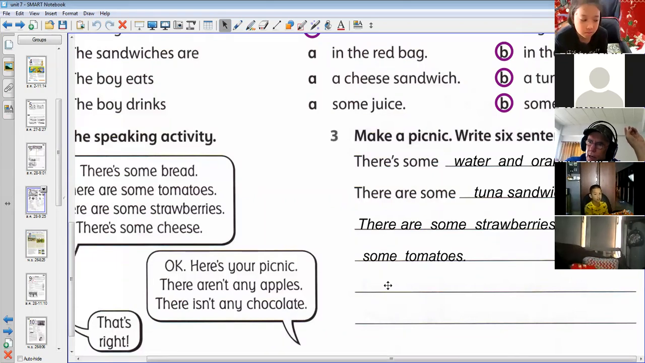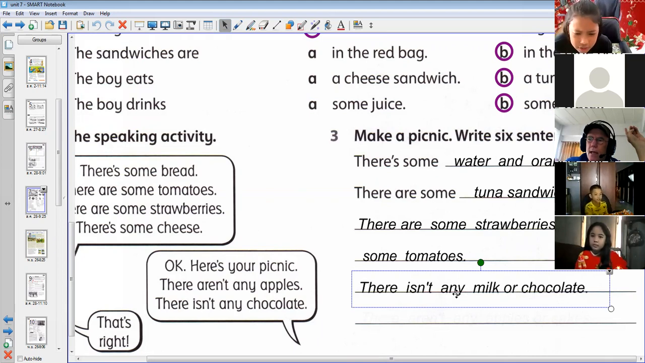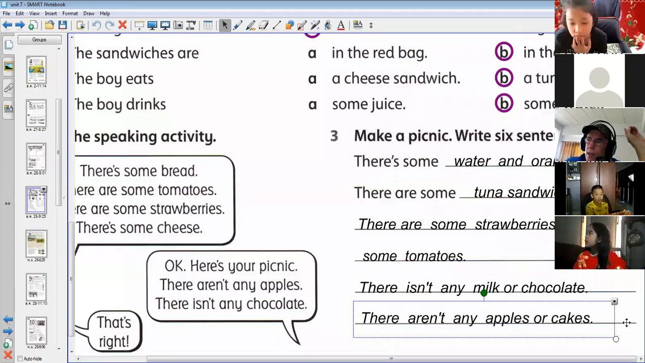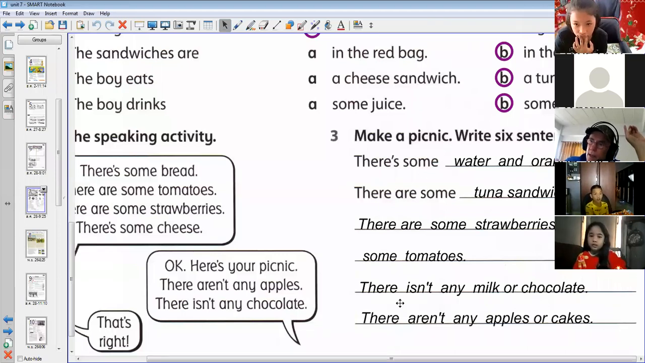Now, here I would like negatives. A negative uncountable and a negative countable. So a negative uncountable could be something like there isn't any milk or chocolate. And a negative countable, there aren't any apples or cake. So this is my picnic. This is what there is or there are here. And then the last two, there isn't, there aren't.